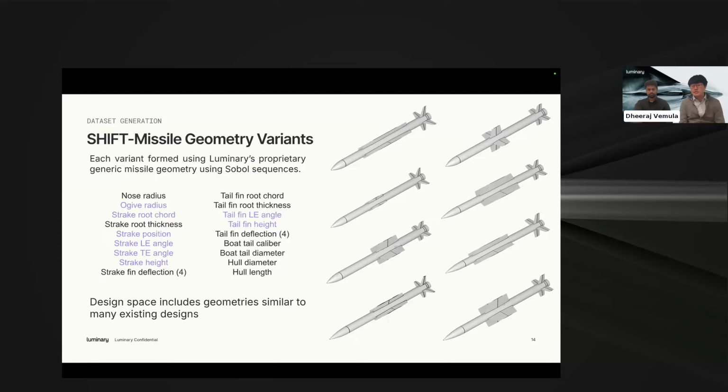Here we'll just focus on a subset, specifically those strakes or canards and the tail fins. And here on the right, you can see that it includes a very wide range of missiles, and in some of these, you could even omit surfaces. So depending on your application or program, this same single Shift Missile physics AI model that I'll show you would be applicable to a wide variety of different missile types.